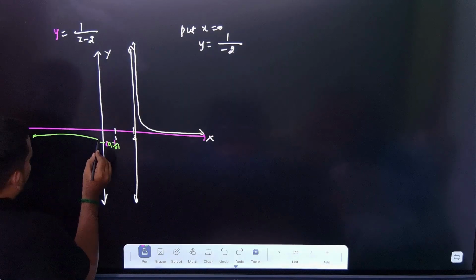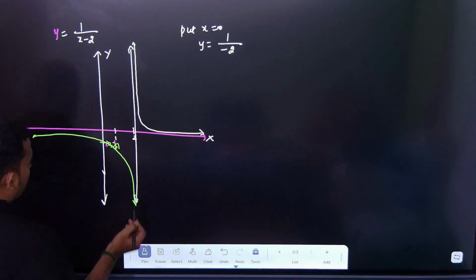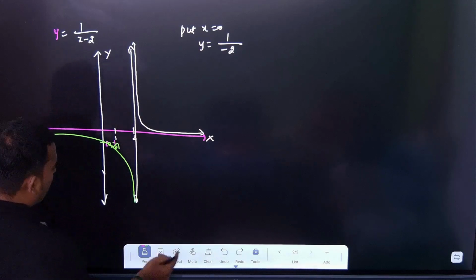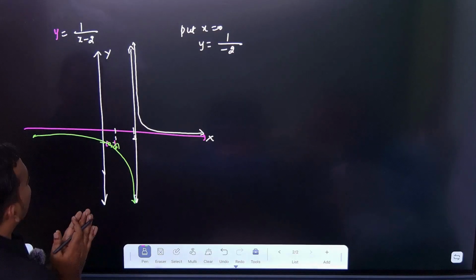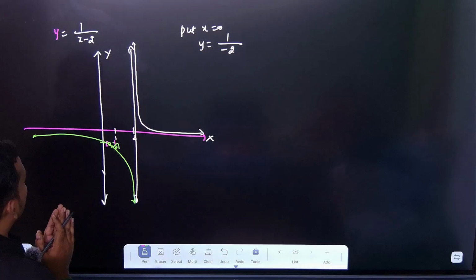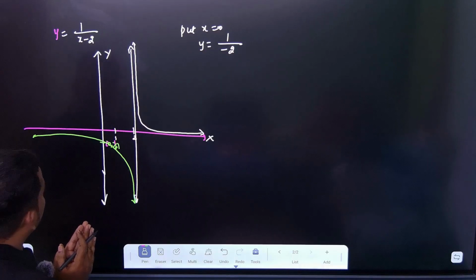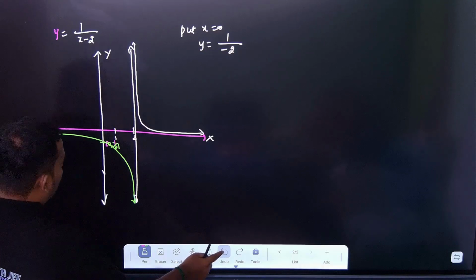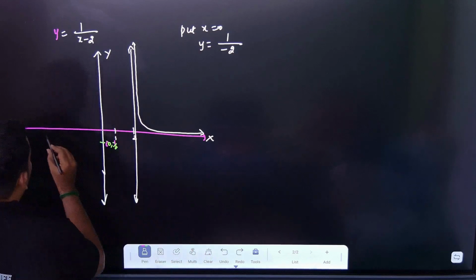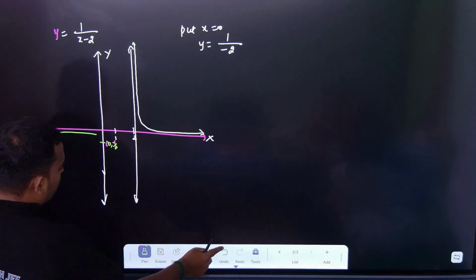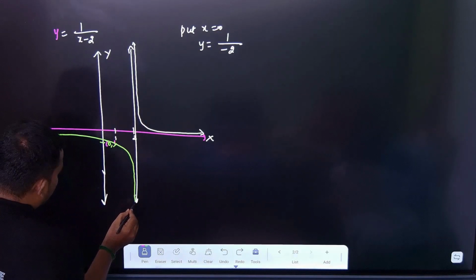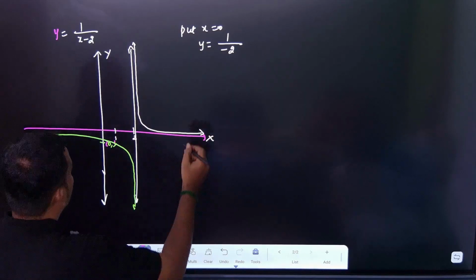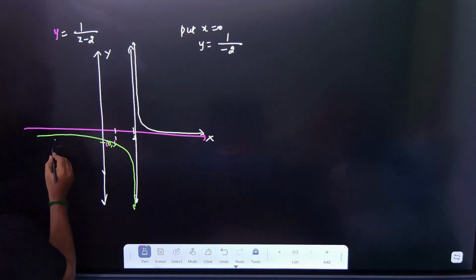So let's draw the graph clearly. This is the graph, right? It will not cross x equal to 2. This is the graph. Okay, fine. Now what you have to do? You have to draw the graph correctly. As it comes close to 2, right? It will be like this. Okay, fine. This is the graph of y is equal to 1 by x minus 2.